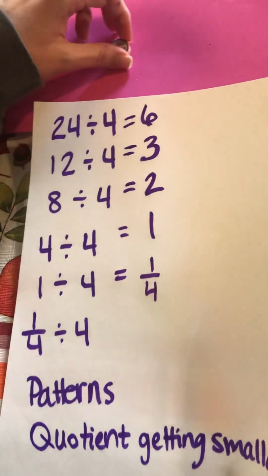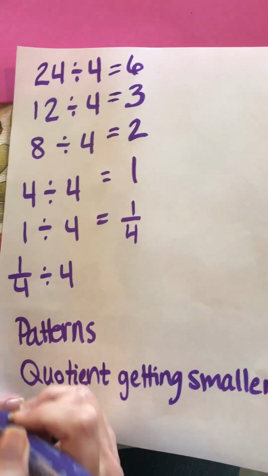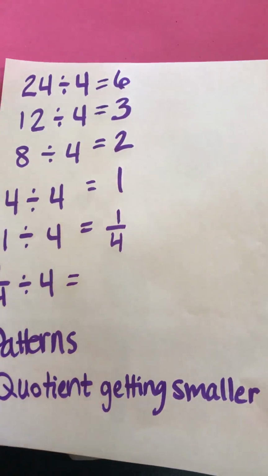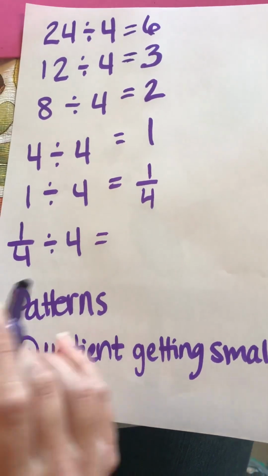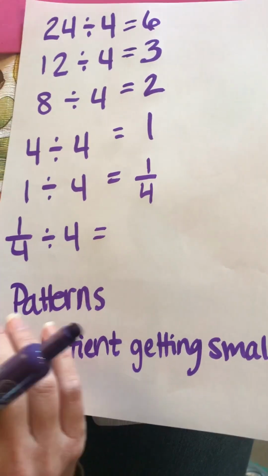So now we're going to take it even smaller. What if I only had 1/4 of a sweetheart and I divided it between 4? So think about how much they would get there. And with this one also, think about if they're going to get more than 1/4 or less than 1/4.